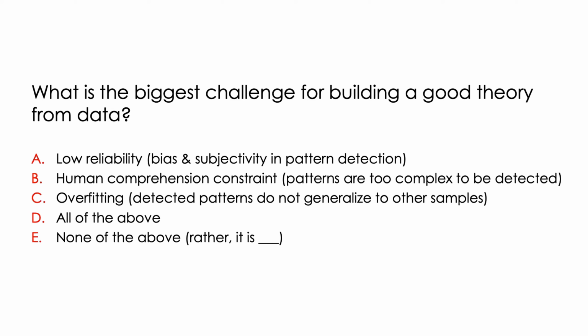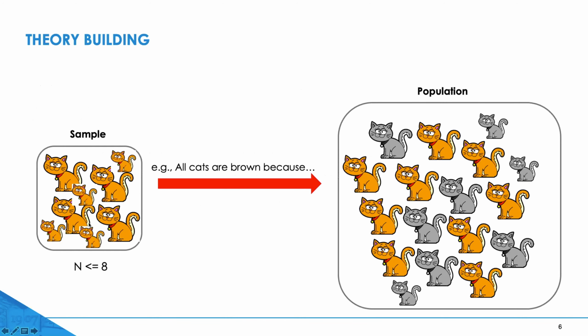So here we can see that most of you think all of this: low reliability and human comprehension, overfitting, and predominantly overfitting is a very big concern, right? Because if we look back to the traditional methods, why overfitting is such a big concern is given the small sample and we don't know how the sample is constructed. Once we try to generalize the pattern detected here, very often we run into the problem that the population doesn't agree.